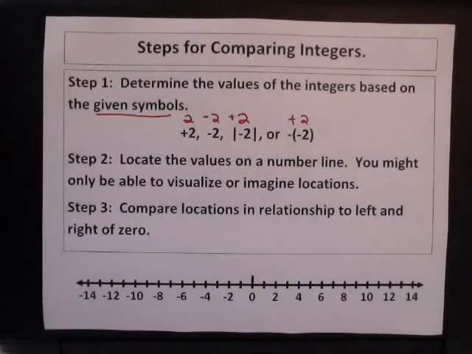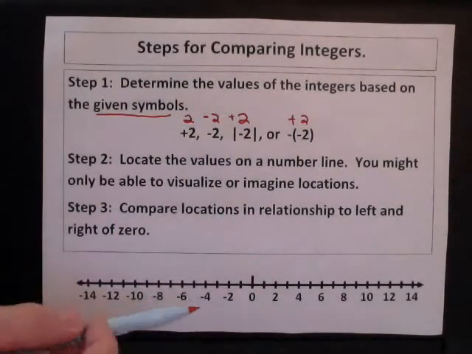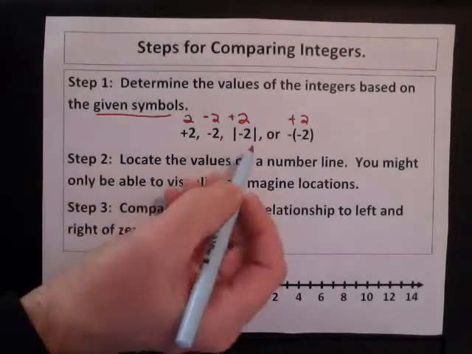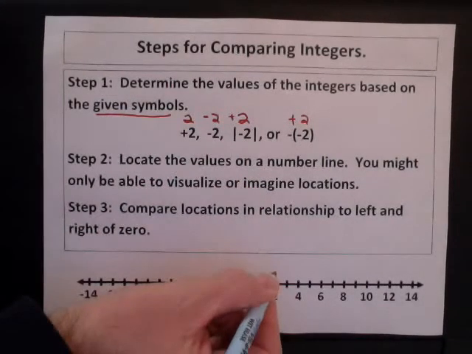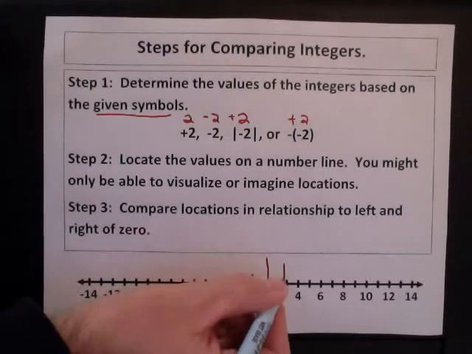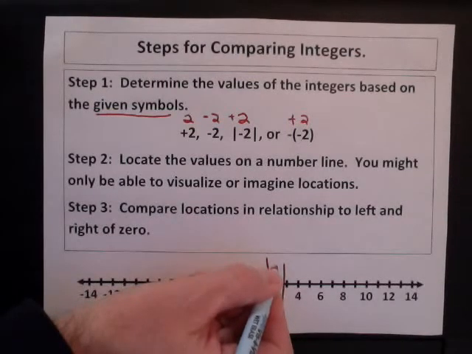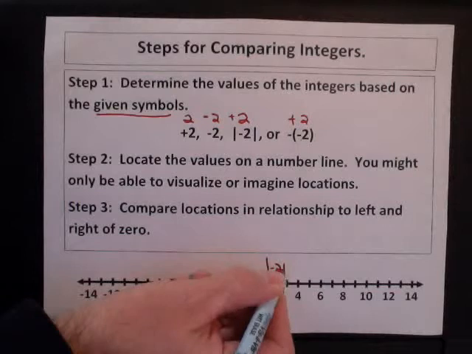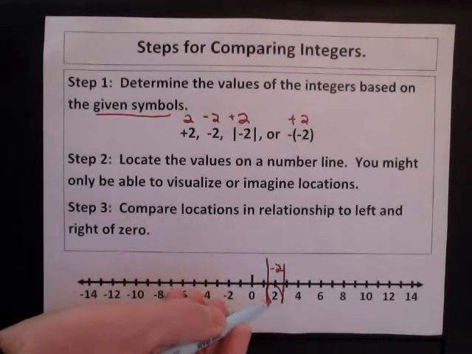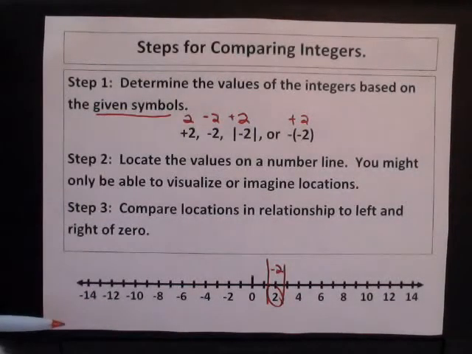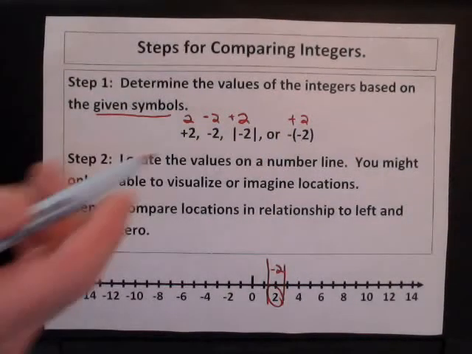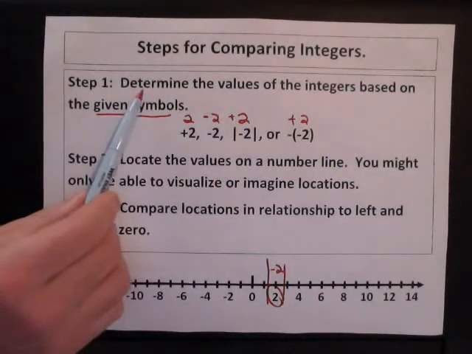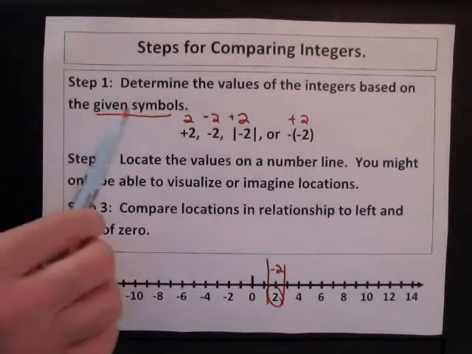So in this case, you'd have to be very careful when you were finding them on the number line, because the absolute value of negative 2 is going to have a value of 2 on the number line, right there. And likewise with the others. So that you need to keep in mind. Determine the values of the integers based on the given symbols.